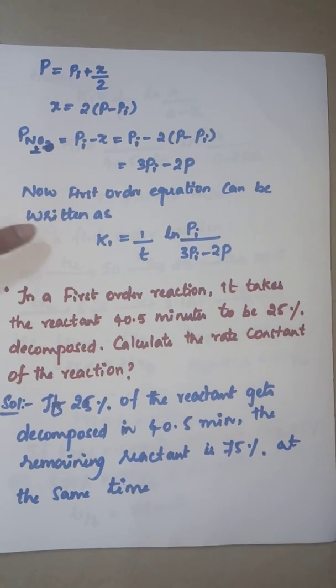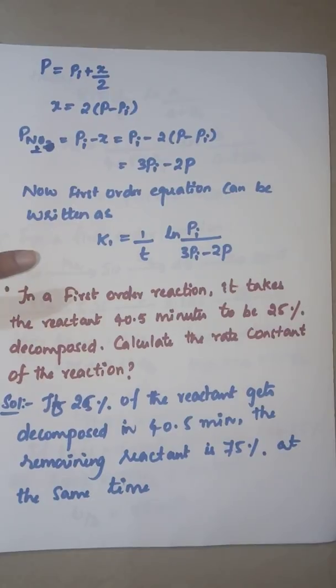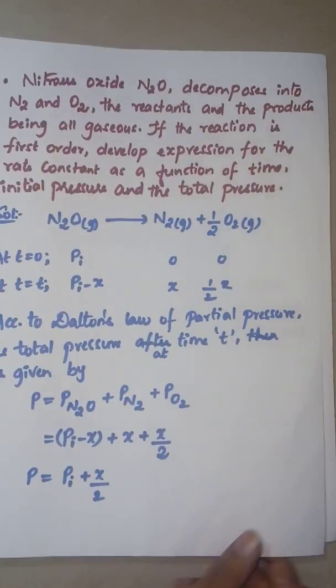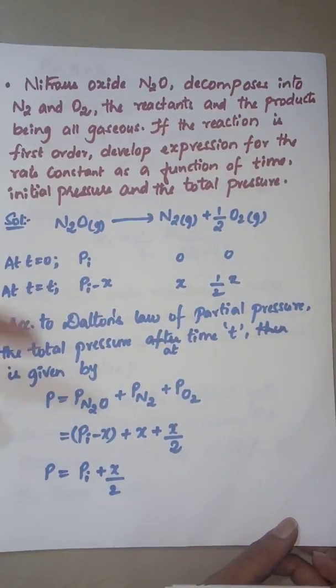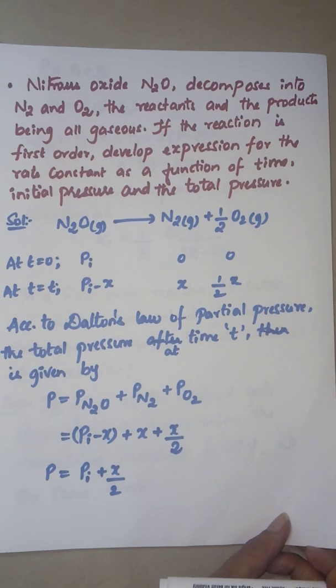So the first order equation can be written as K1 equals 1 by t ln Pi by whatever Pi minus x value you get, you just substitute in the Pi minus x place, right? So this is the way you have to solve the questions. Many questions do appear in the exam where this is the first procedure which you have to do, and then substitute the values which are given in the exam.